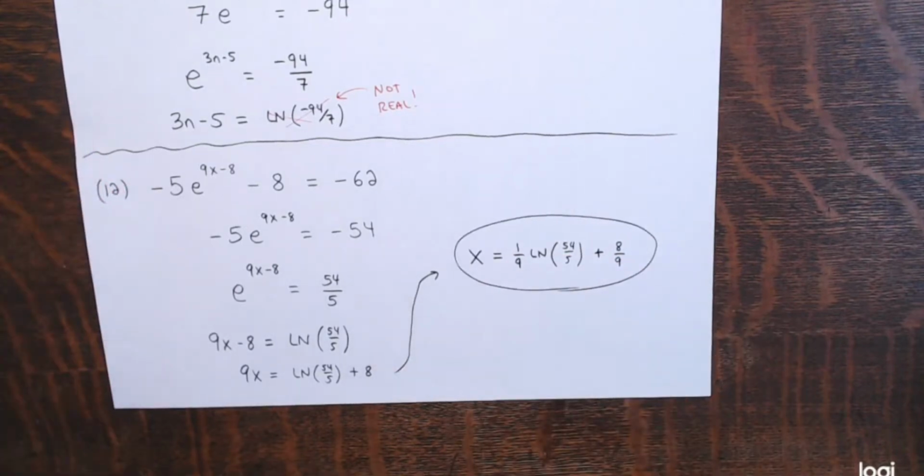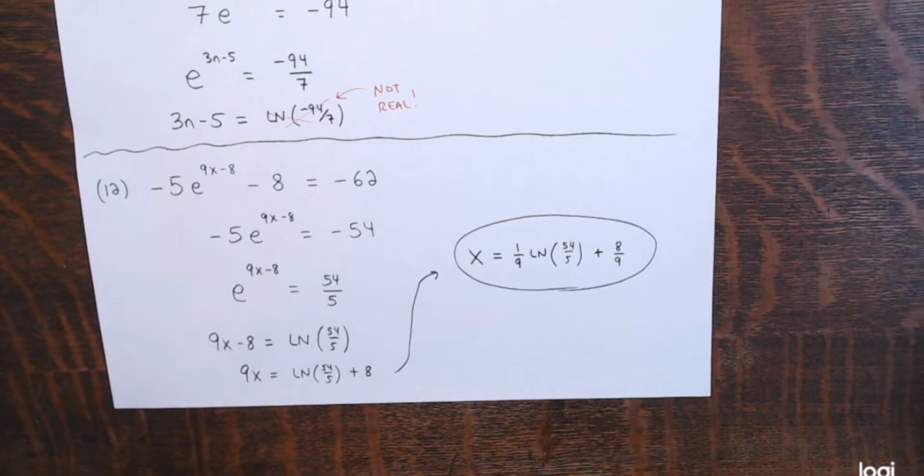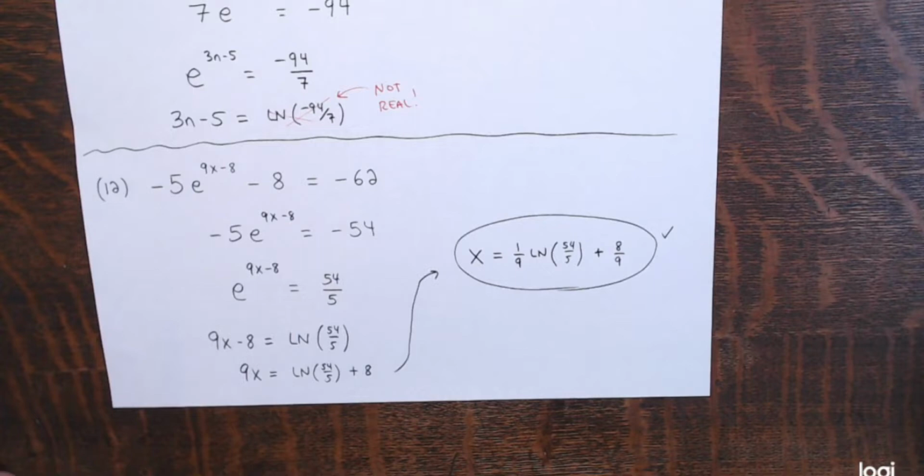And you can punch that into a calculator, round it to so many decimal places, whatever, and then plug that value back in and see if it makes the statement true. And it should. I'm going to stop that from now and leave the checking to you. But that should be good. All right, then the next equation.